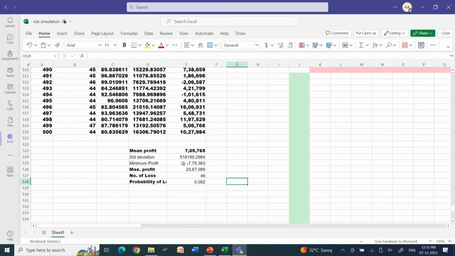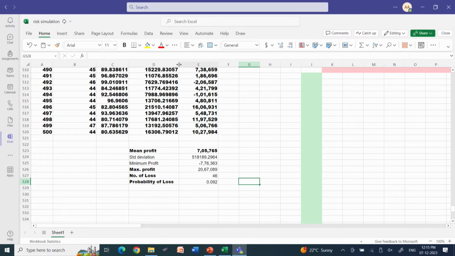So, that is the number of losses. From this, what I am going to do is calculate the probability of loss. The probability of loss is the number of losses upon the total number of iterations. Here, the total number of iterations, or trials, is 500. So, it is the number of losses upon 500.